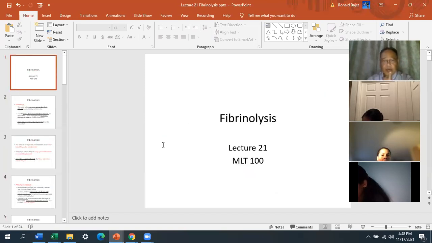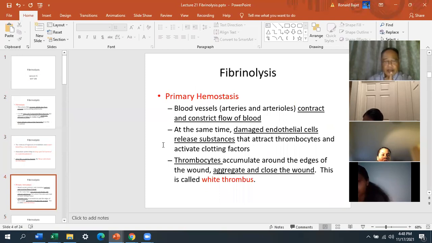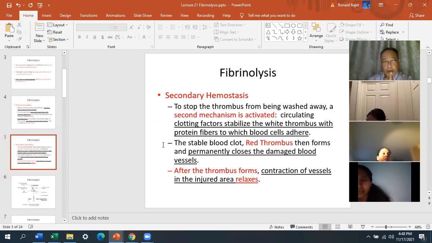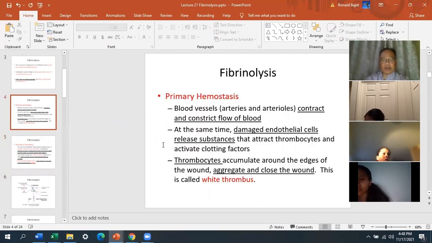I'm going to be sending you a review of this, and then at the end of my review for the coagulation cascade, there's some things I'll show you that I want you to memorize. Okay, so that's it for fibrinolysis.